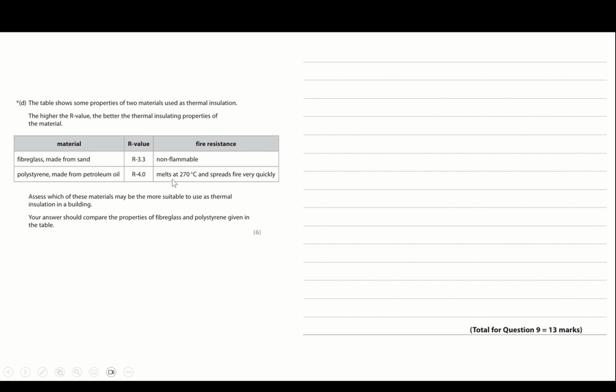The next one is this melts at 270 and spreads fire very quickly. So you should compare the properties and assess which would be more suitable. So clearly, fiberglass is better because it's made from sand that's cheap and I'm not going to run out. The R value is really similar, so it's not quite as good as an insulator, but it's not going to set on fire. Polystyrene, slightly better insulator, but I've got issues in terms of cost and it's going to run out. It's finite and it's got the chance of spreading fire really quickly, which homeowners are not going to be a big fan of. So it's then just wording that.